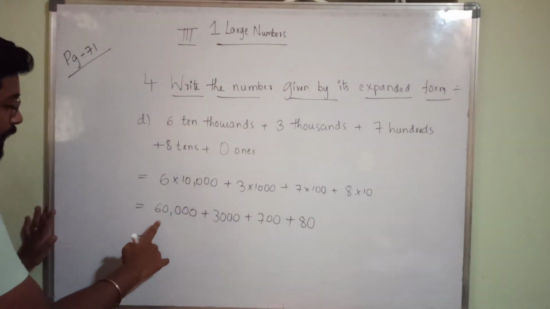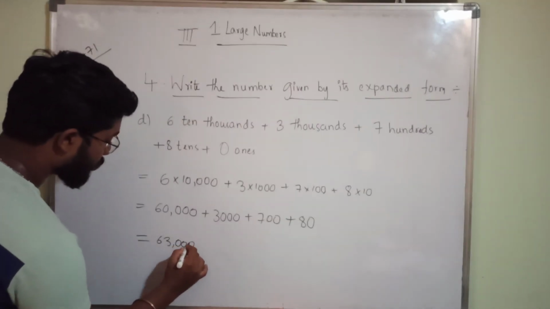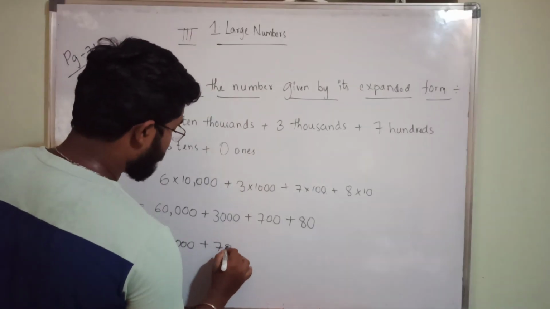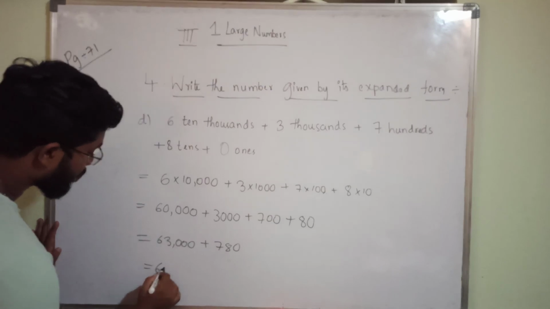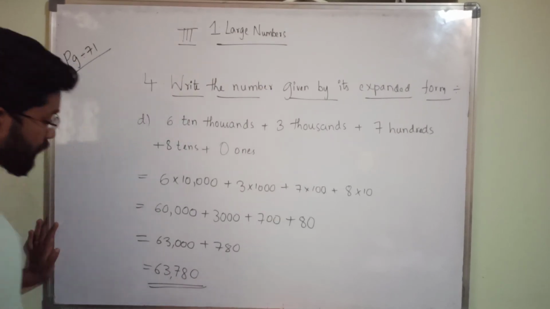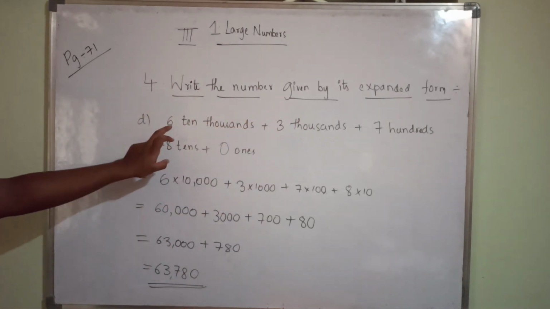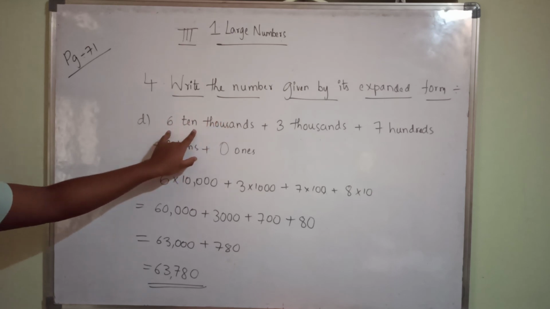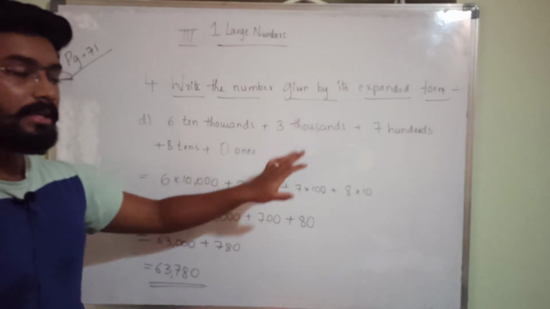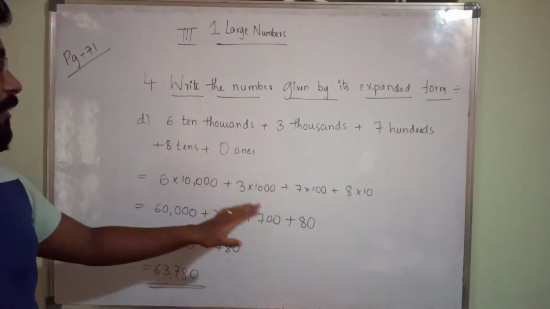60,000 plus 3,000, what will you get? 63,000 plus 700 plus 80, that is 780. 63,780 is the final answer. After you solve all this, you will get this one. 6 into 10,000 is 60,000. 3 into 1,000 means 3,000. 7 into hundreds means 700. 8 into 10 means 80.